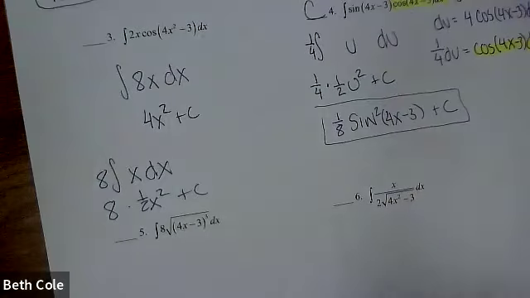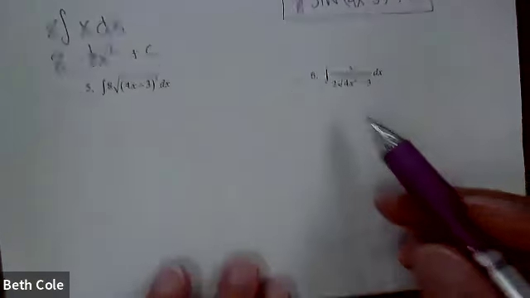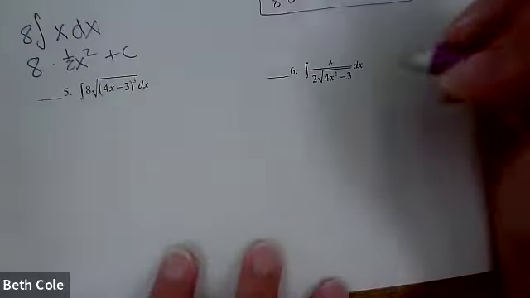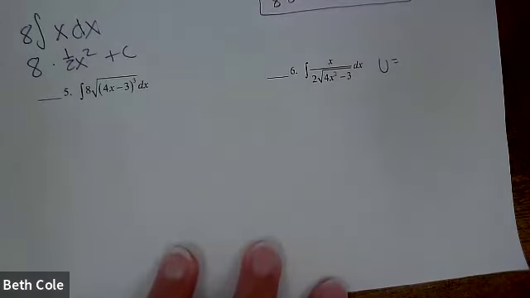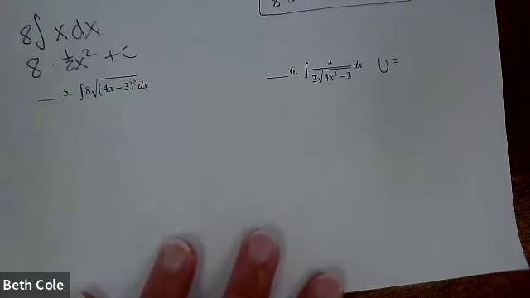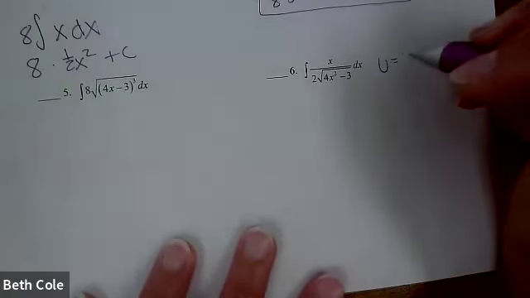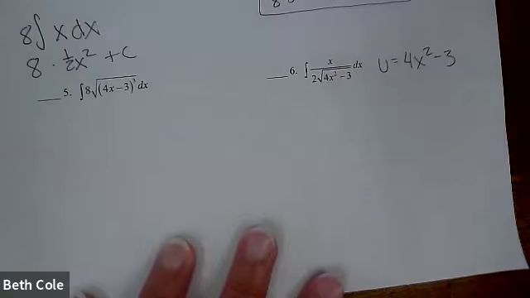All right. Let's do problem 6. What would you want to try to let u equal for that one? Not the whole thing, but close. So the 4x squared minus 3, the guts of it, like the inside stuff.